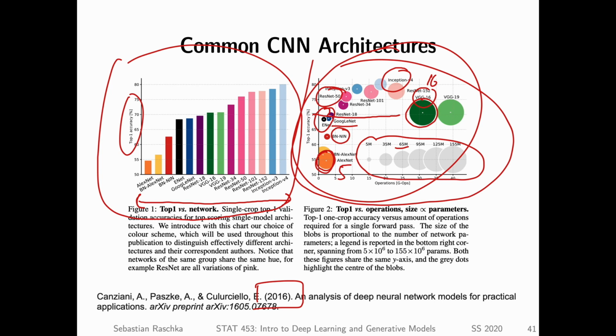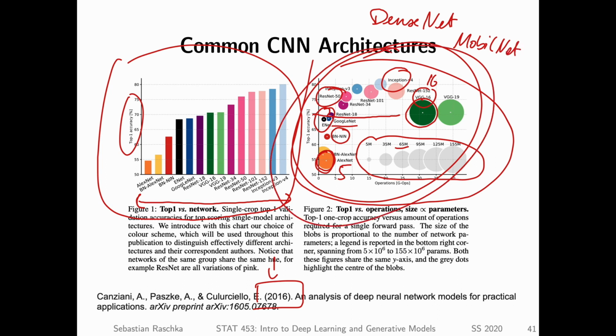Like I said, there are maybe some networks missing here in this plot because this is from 2016. There are other common architectures nowadays like DenseNet, MobileNet, and many others that are very useful. But again, I think this is still a very good selection to start with, especially for an introductory course.